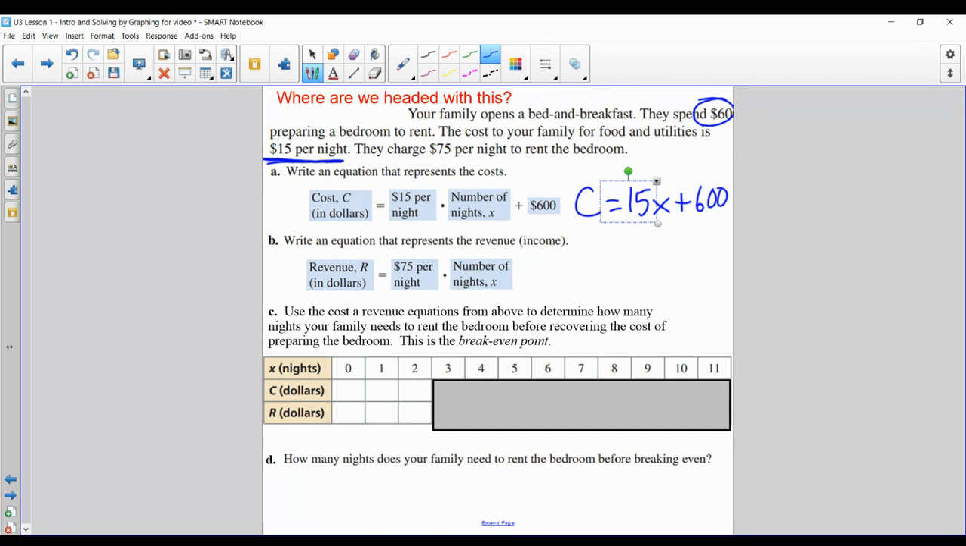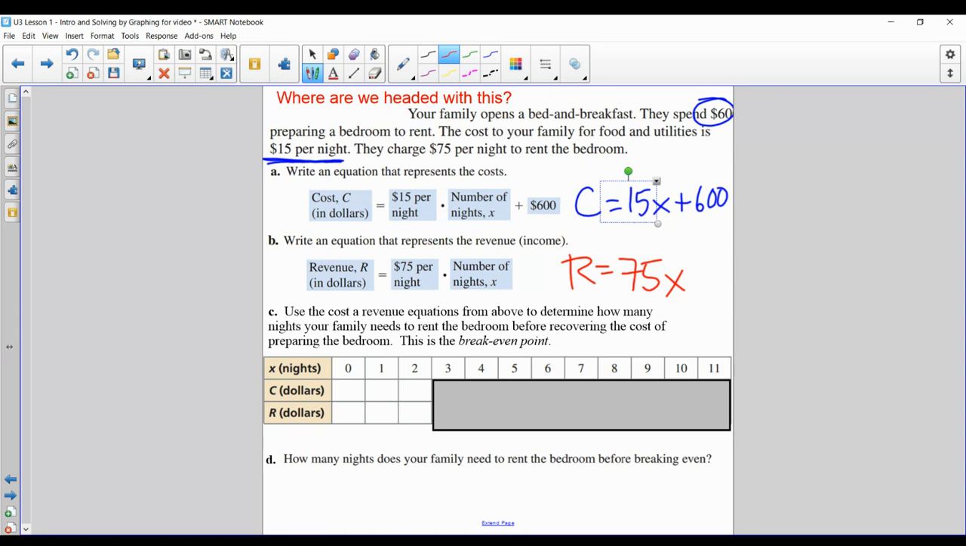The income from that is called revenue. And the revenue that your family is getting is the $75 per night. As we look down below, we're going to look at what each of those is for a night. So use the cost and the revenue equations that we wrote above to figure out how many nights your family needs to rent the bedroom before recovering the cost of preparing the bedroom. That's going to be our break-even point.